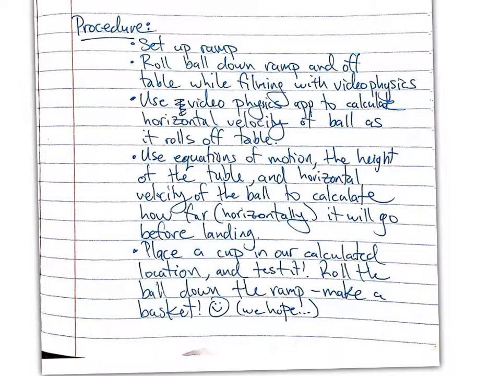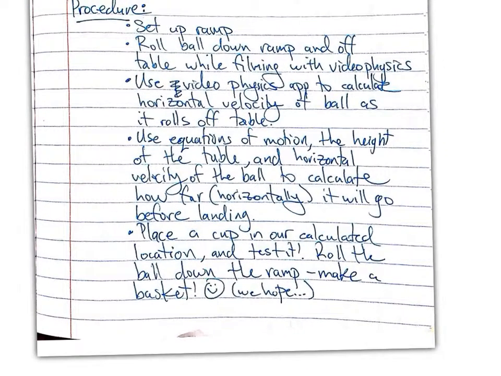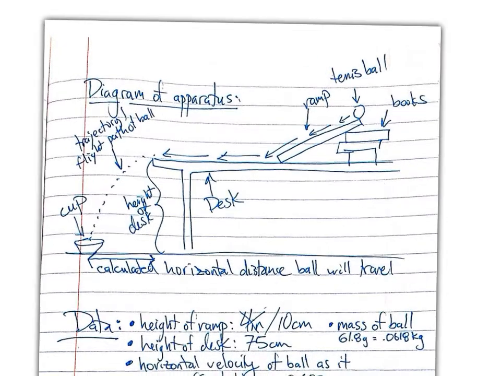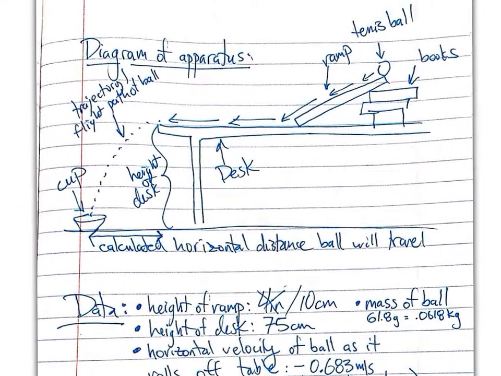Okay. So related to the procedure is the diagram, and you could even put the diagram first or maybe even involve it in the procedure, but you should definitely have a diagram. Notice how I have labeled these things. When we're talking about height of the desk, this is what we're talking about. When we talk about calculated horizontal distance the ball will travel, this is what we're talking about. Books, tennis ball, etc. So draw something, label the pieces, and make sure that this is totally related to the procedure that you just wrote.